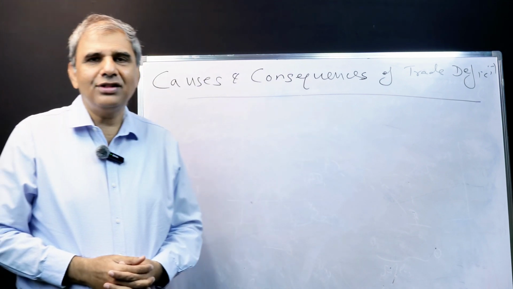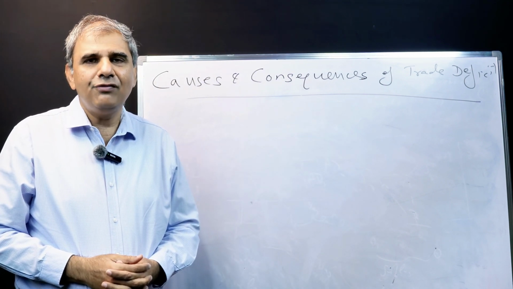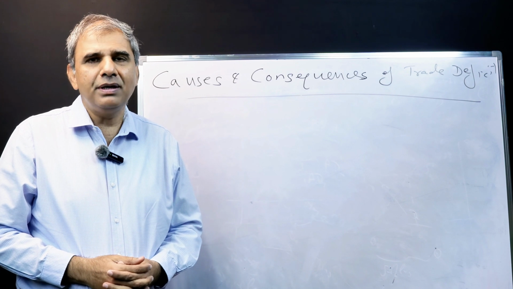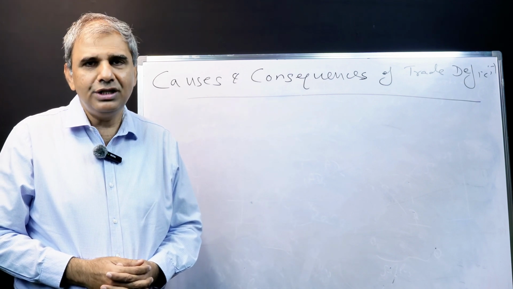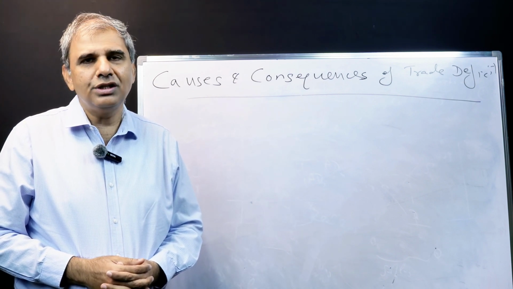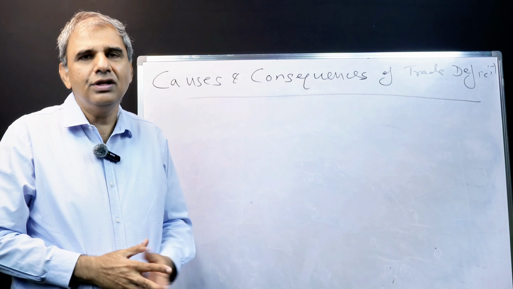Students taking the AS examination of A-level economics may refer to two questions. One, specimen paper, question 5, part B, and the second is the October-November 2023 exam paper, variant 23, question 5B. So these two questions are from this topic of consequences of trade deficit.